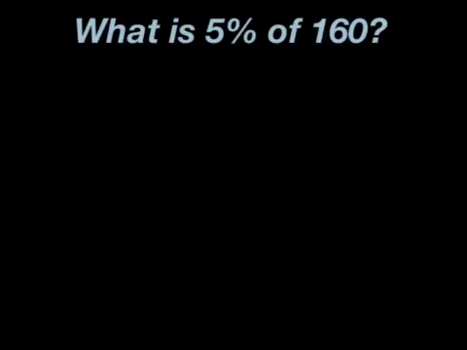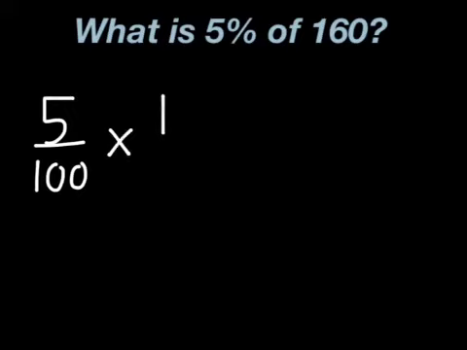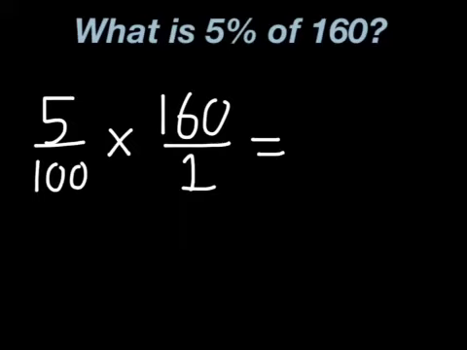Another way to do this problem is to sort of just translate it from English into mathematics. What is 5% of 160? Well, 5% means 5 over 100. That's what percent means. The word of in mathematics, often when you see it, means multiplication. 5% of 160. And I'm just going to write 160 as 160 over 1. Now, I want to simplify before I multiply. I'm going to simplify this. 5 over 100, I can rewrite that as 1 over 20.